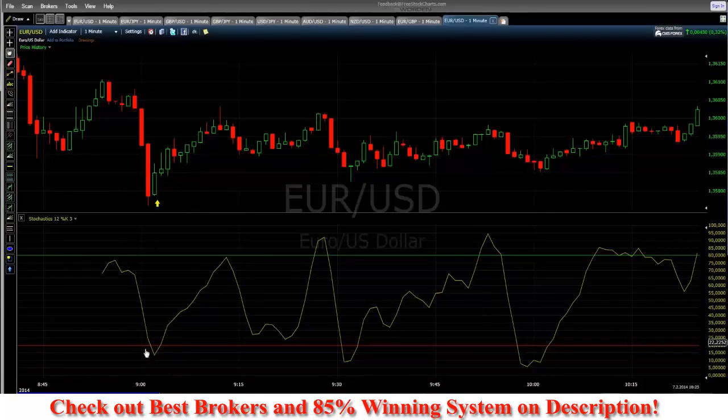So let us see what kind of results we could get if we would just use the stochastic indicator. Keep in mind, this is not a trading system. This is just the explanation of the stochastic indicator. So I would trade up here, and it would be 1, 2, 3, 4, 5. And after 5 minutes, the price would be at this level. So it would be above my entry position.